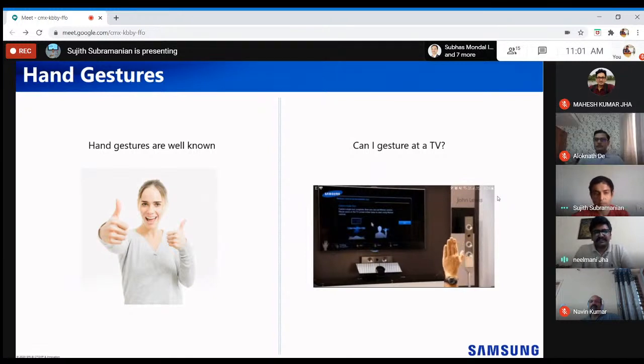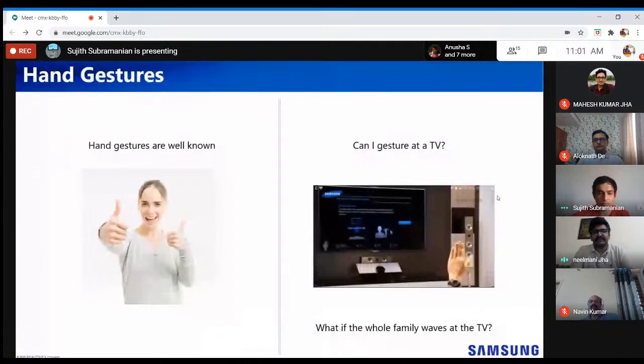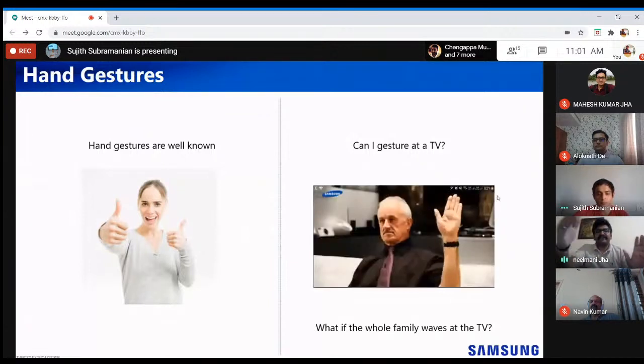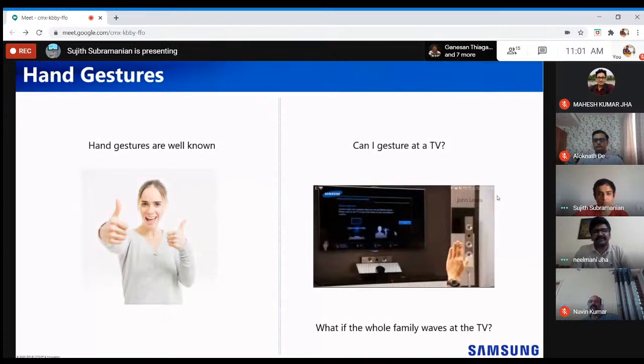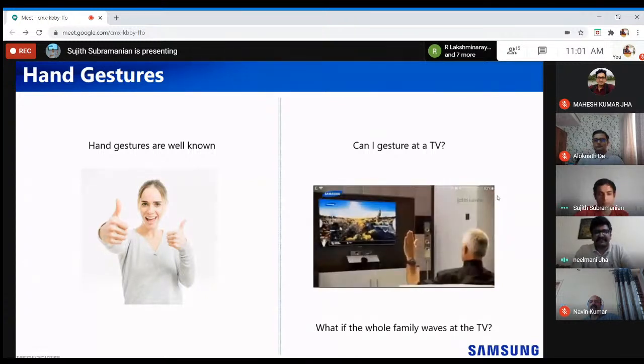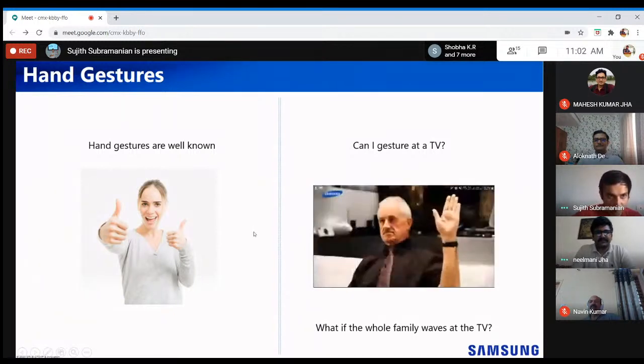But there is a new challenge associated with it. How will the television identify different people waving at it? For example, you have fixed that the television will recognize your hand. What if your son, your daughter, or your grandfather also starts to wave at the TV at the same time? How will the TV react? So this is still a challenge that I will leave to you guys to think about. We can move next.